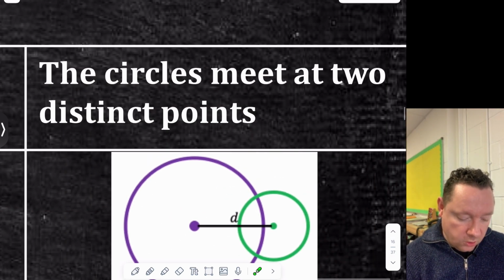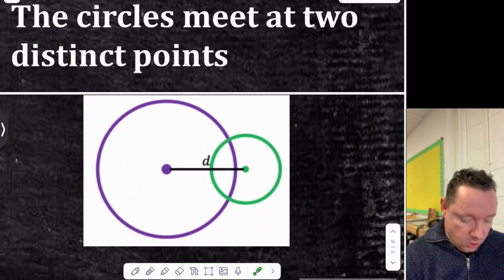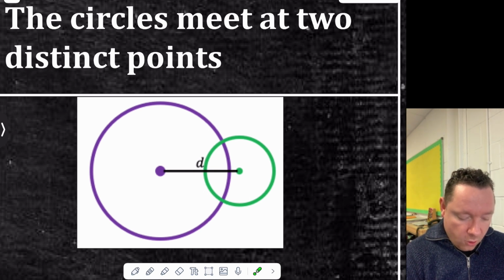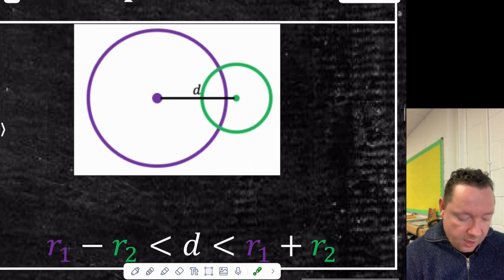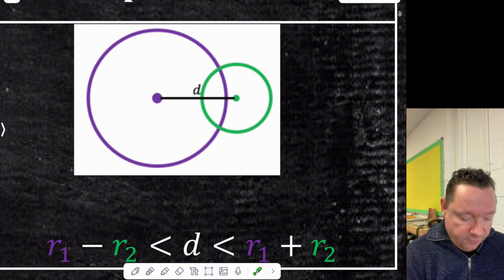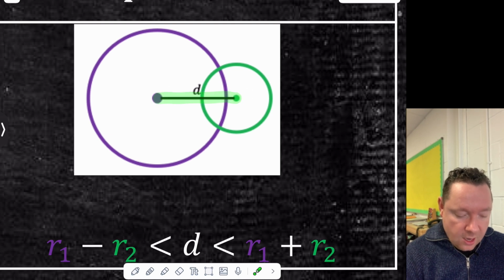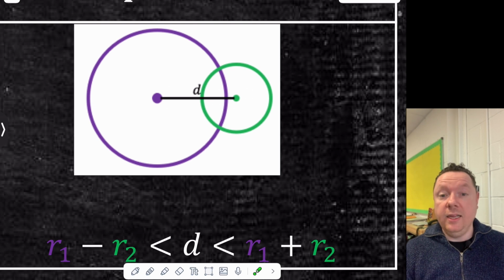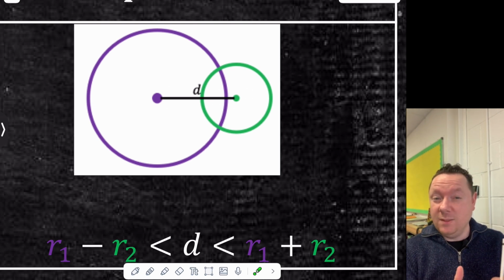And then, of course, the circles could meet at 2 points. So we could draw them like this where they intersect. So we've got the big distance here, and we've got this distance here. You should be able to see that the distance between the centres is in between the difference between the radiuses or the radiuses added together. So if that distance is in between there, it means the circles are touching twice.